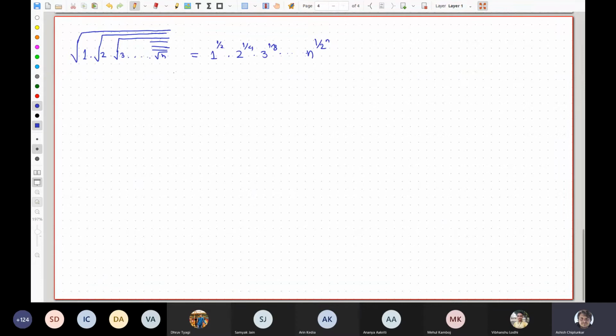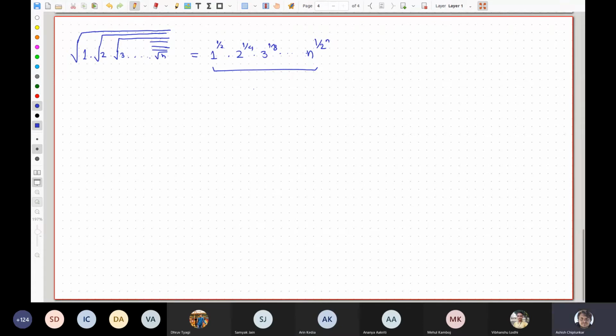So now as n increases, what happens to this number? Does it increase? Does it decrease? Does it go to infinity? Does it converge somewhere? Any intuition? Does it increase or decrease? Increase. Good. So now does it increase to infinity or do you think it will converge somewhere? I think it will converge somewhere. You think it will converge somewhere? Good.